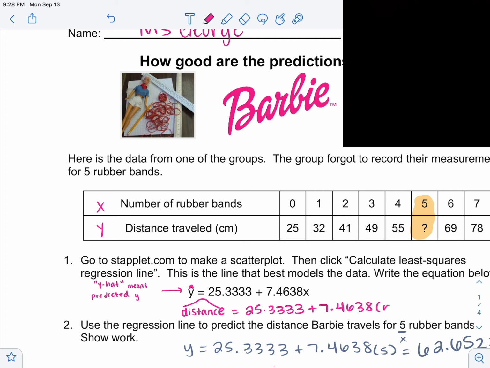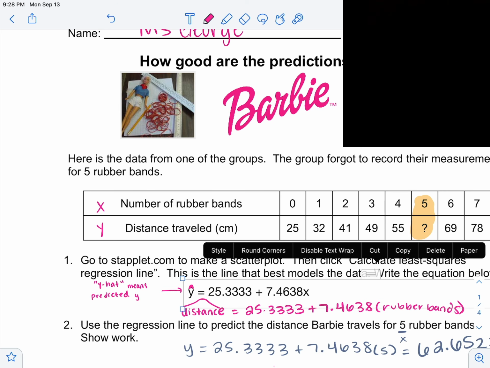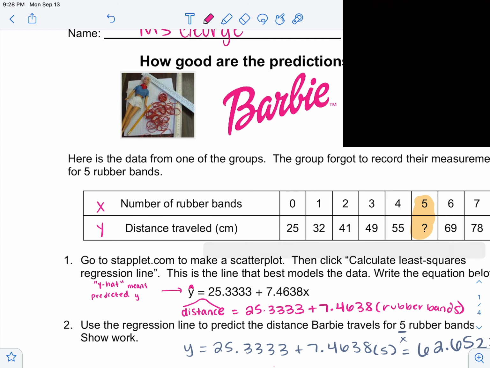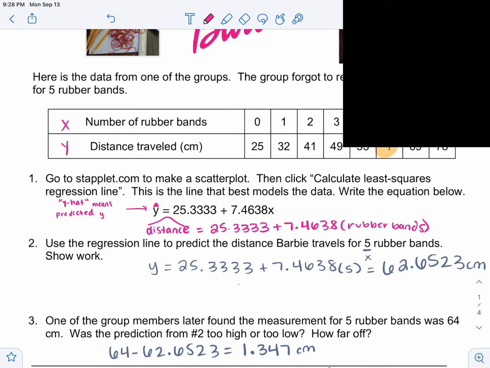And so why this is really helpful, it's going to help you with predicting later on. It's going to help you relate back to context. So when you have to interpret, it's really good that you remember what x and y represent. So when we interpret the y-intercept, when we interpret slope, this is really helpful for that as well.